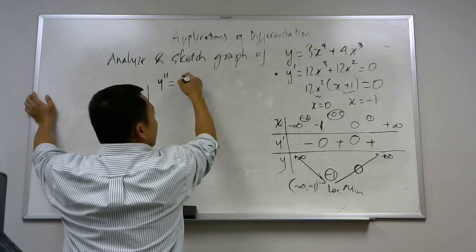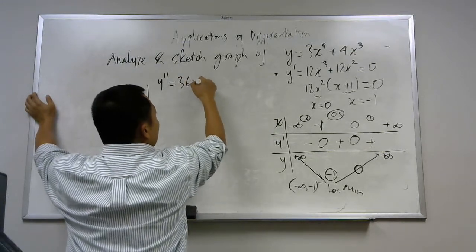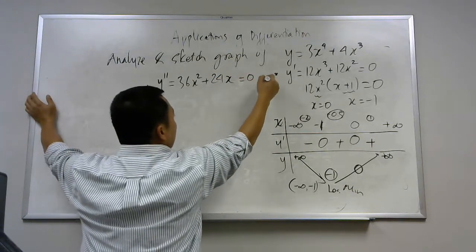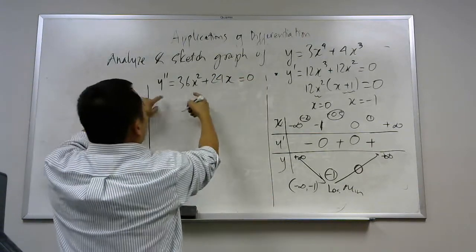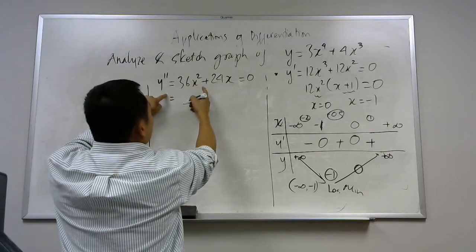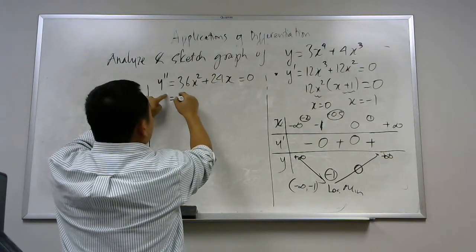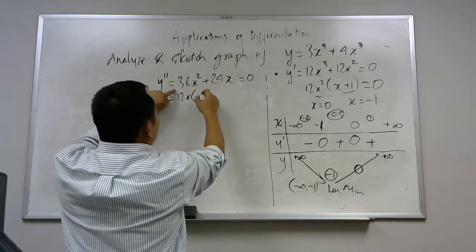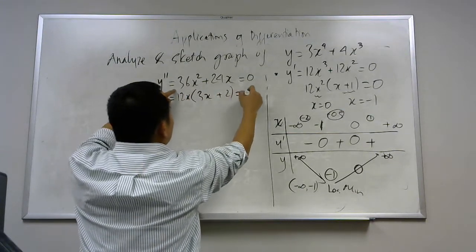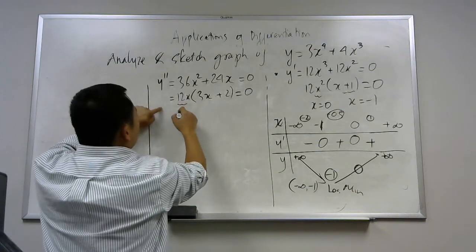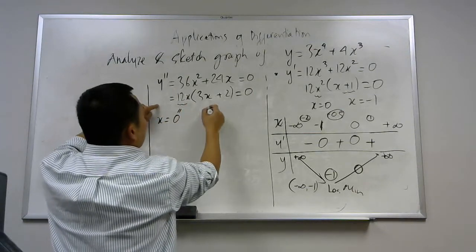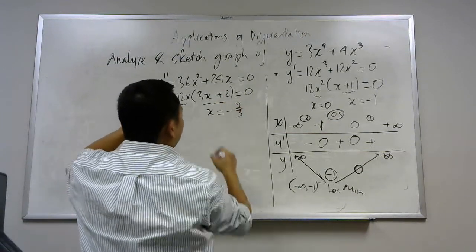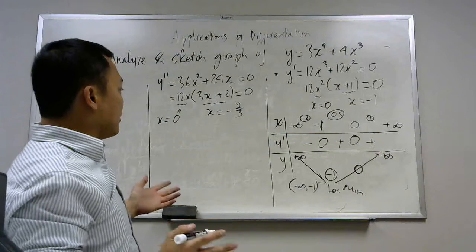Take the derivative of this, we have 36x squared plus 24x. And we set this equal to 0, right? We get 12x. Then I have 3x plus 2 equal to 0. So this is x equal to 0, or from here I get x equal to -2/3. So -2/3. The function has 2 inflection points.